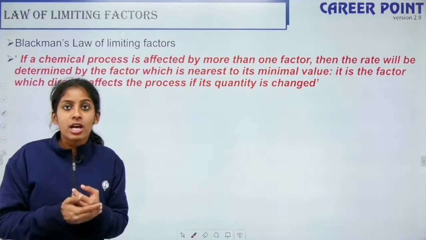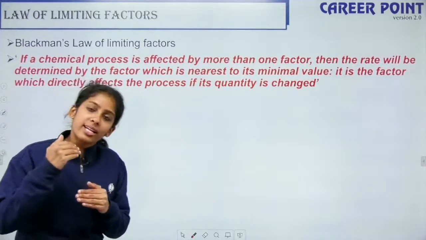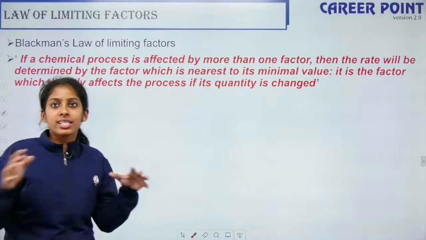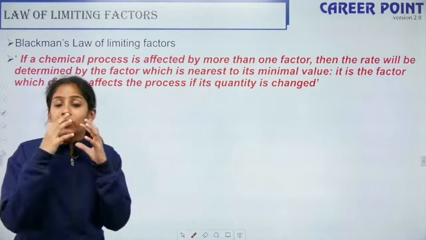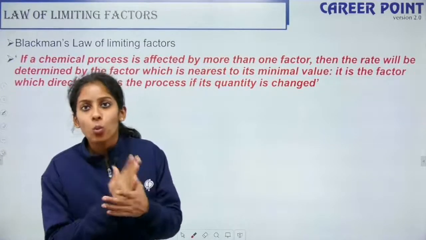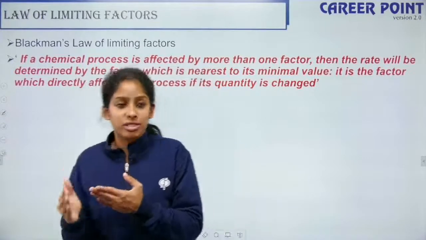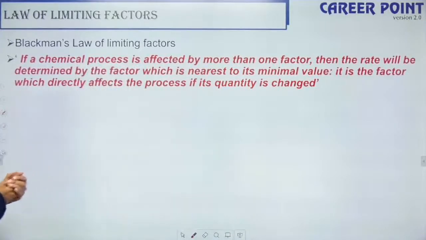So in that case, when sunlight is more, then it is a big hit. If sunlight is less, it is a big flop, right? So that rate determining factor is what decides the rate of the process. So that is what is the law of Blackman's limiting factor. Blackman only postulated this theory, I would say.